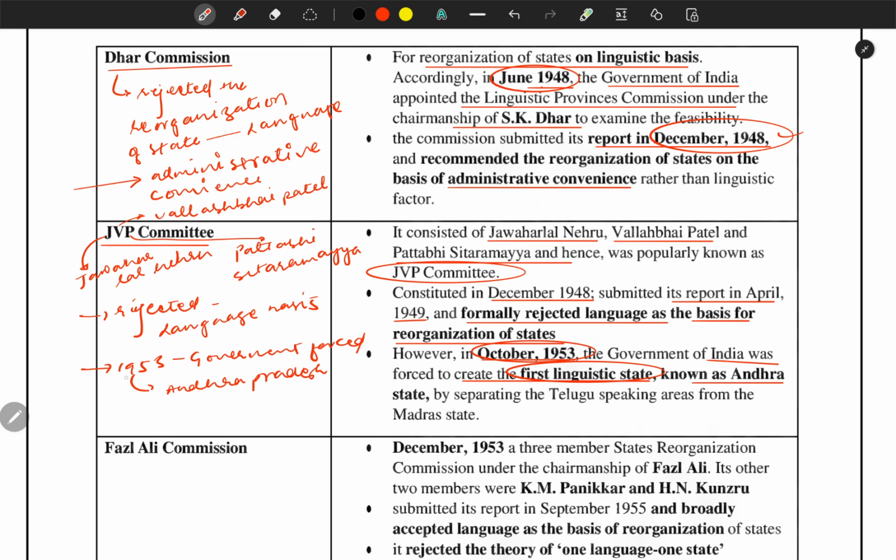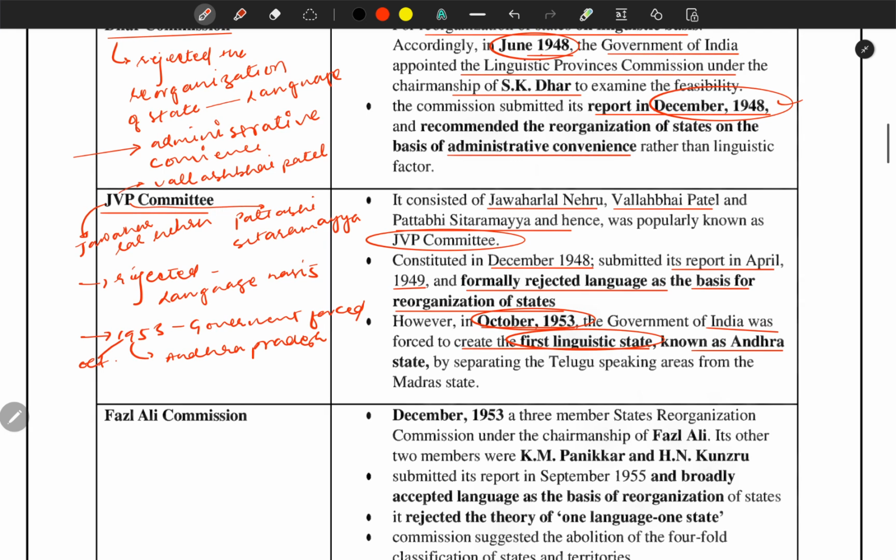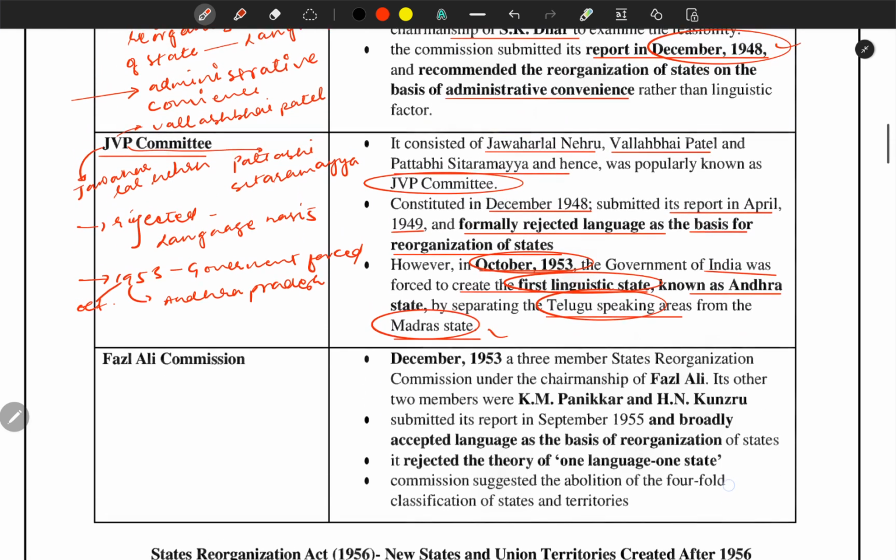Okay, so in October 1953, basically the Andhra Pradesh state was formed by separating Telugu-speaking areas from the Madras state. So it separated the Telugu-speaking area from the Madras state. So after that, what happened? In October 1953, the government was forced to reorganize the state on the basis of language, and Andhra Pradesh was the first state framed on the basis of language, because they were revolting against the government, and the government was forced to do so.